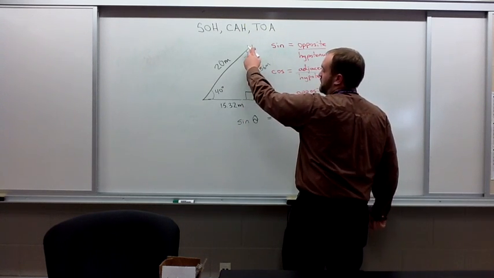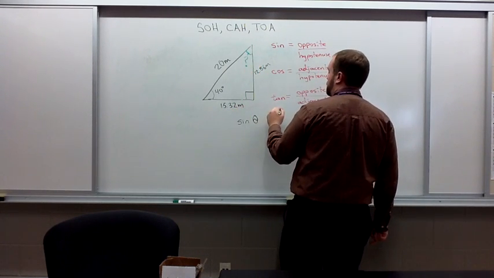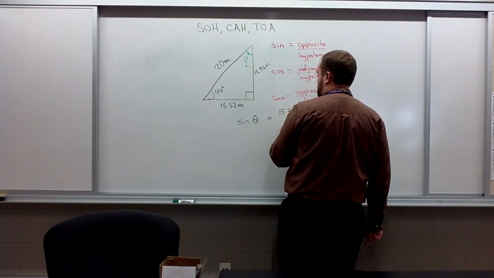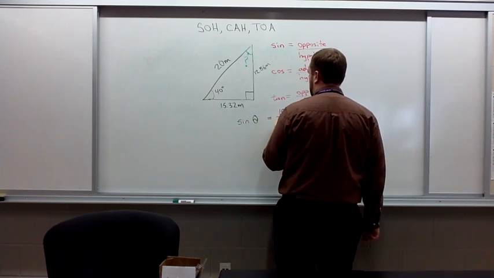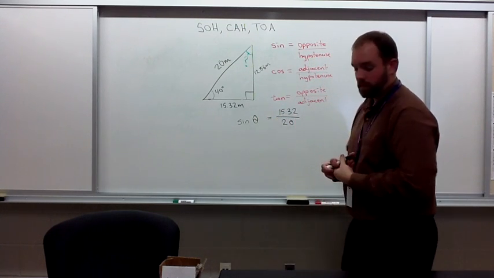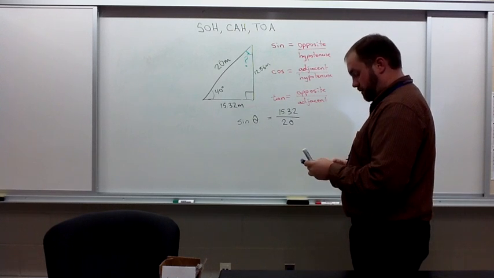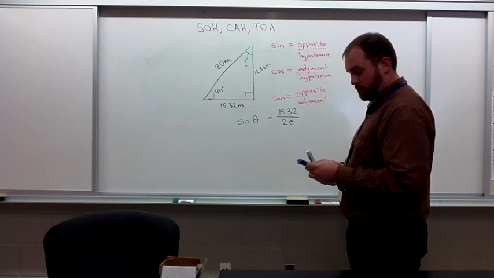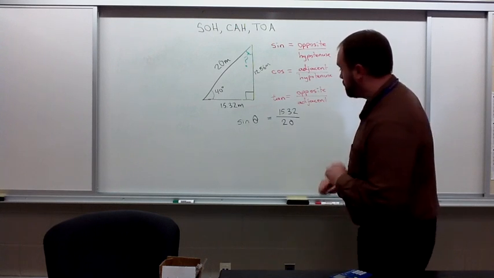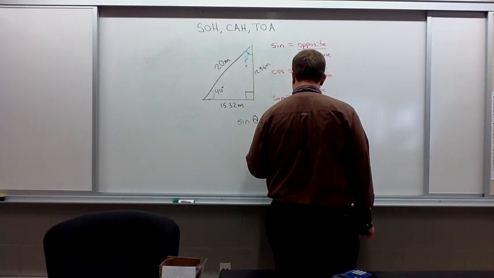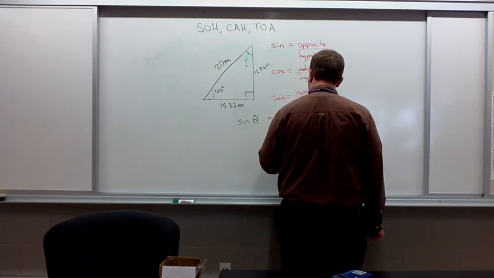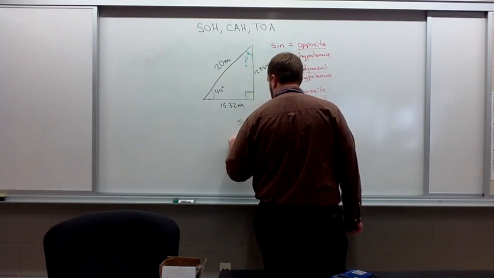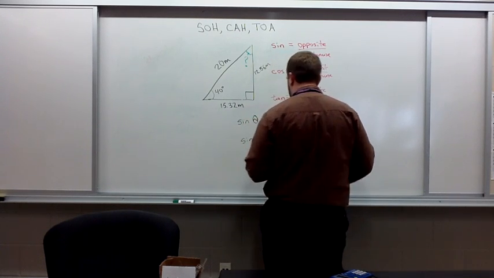So now I'm working with this angle. The opposite is 15.32 over the hypotenuse is 20. So 15.32 divided by 20 is 0.77. 0.77 equals the sine of theta.